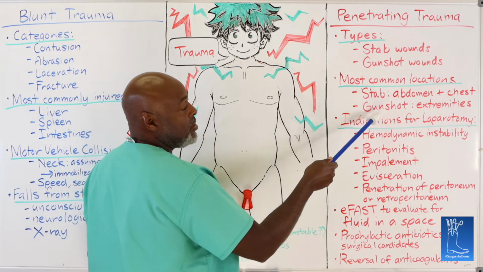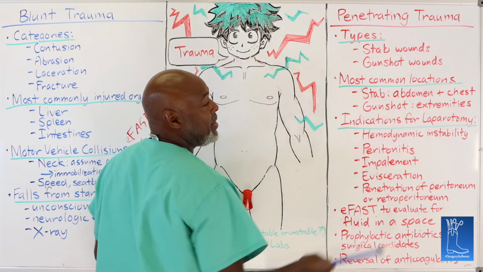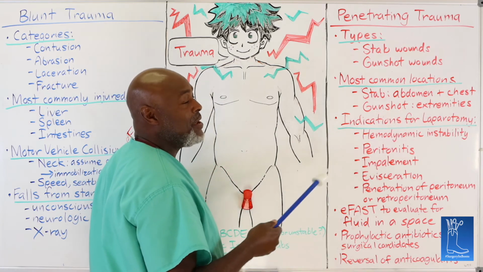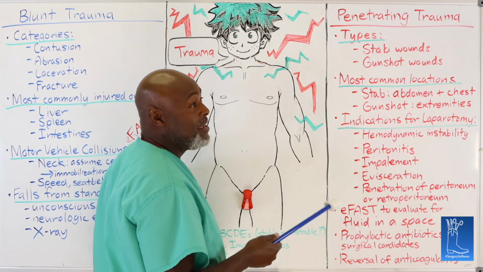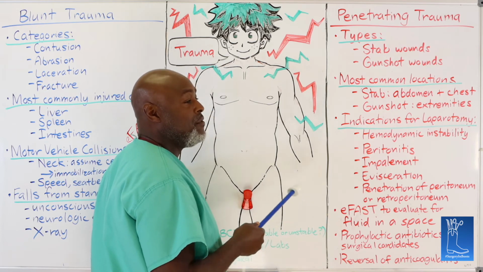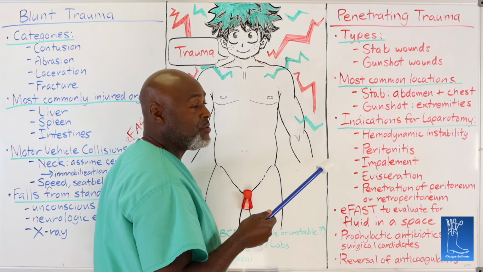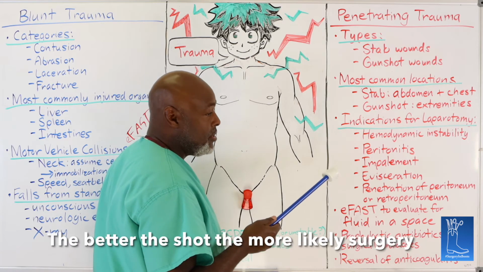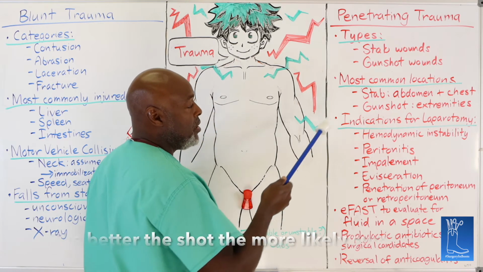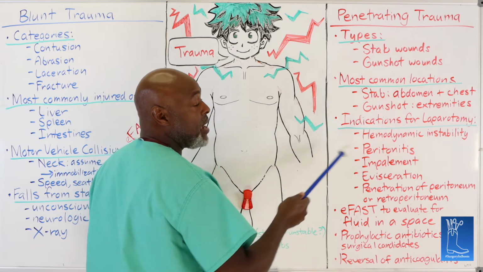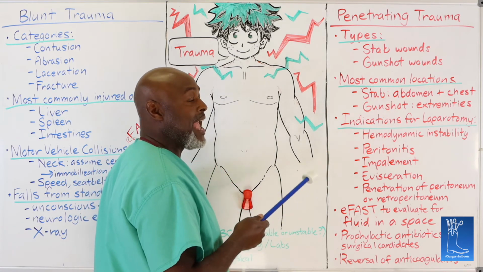Now, gunshots are only really a pain in the butt if they're a great shot. If you hit them in the chest, if you hit the heart, if you hit them in the artery, if you hit them in the abdomen and it actually goes in the abdomen, then that's a whole different issue. The nice part about stab wounds is they're straightforward. So it's usually a linear thing.